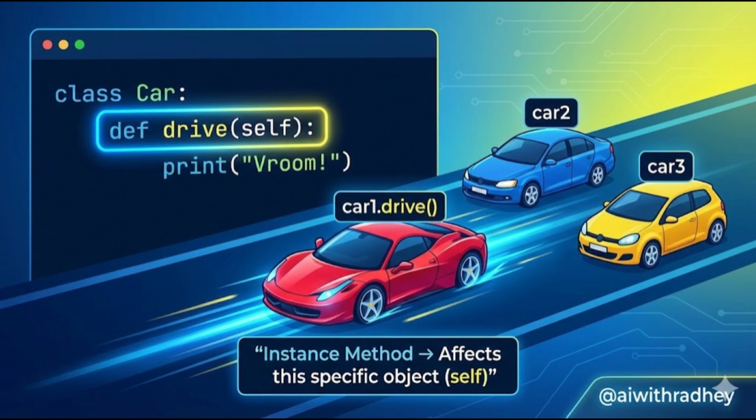Now let's talk about methods. The most common type is the instance method. These take self as the first parameter. They can read and modify the specific data of the object calling them. For example, def drive(self) allows a specific car to move.